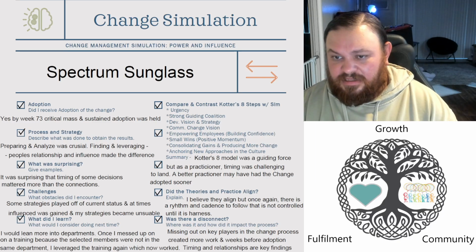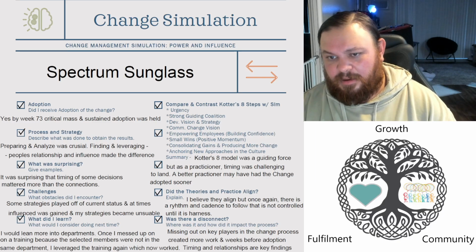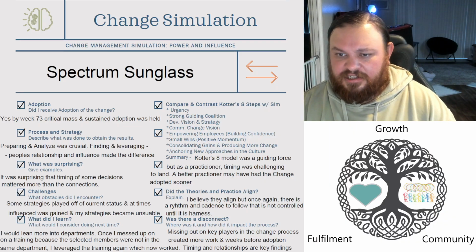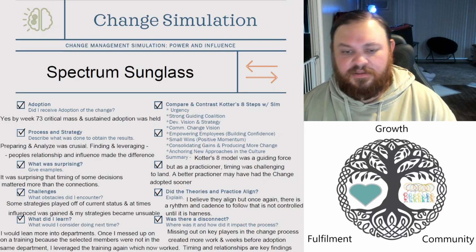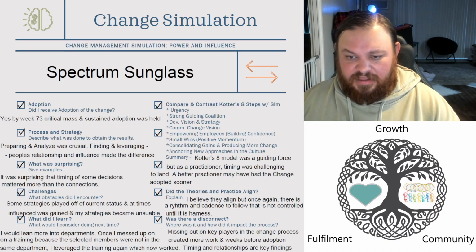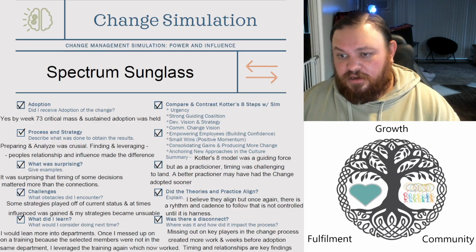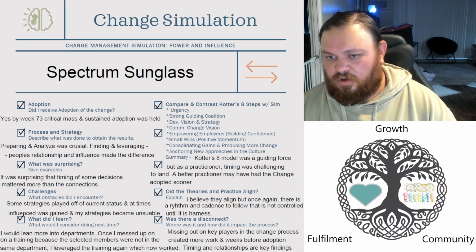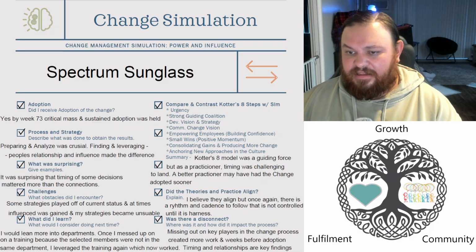Kotter's 8-step model is a guiding force, but as a practitioner, timing was challenging to land. A better practitioner may have had the change adopted sooner. I believe that. I do think that Kotter's model aligned. I don't really think there's a disconnect. I believe that they align, but once again, there is a rhythm and cadence to follow that is not controlled until it's harnessed. So you have to really find this.